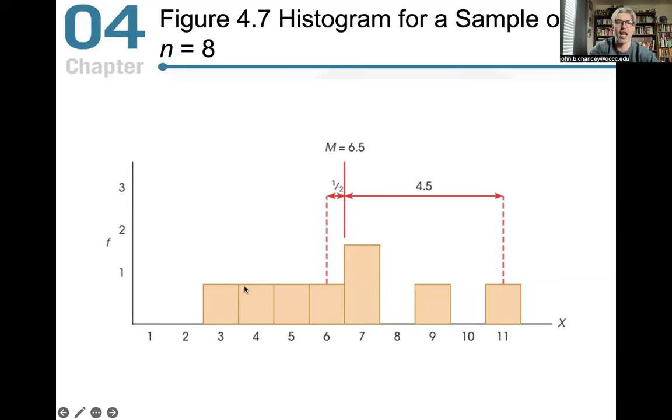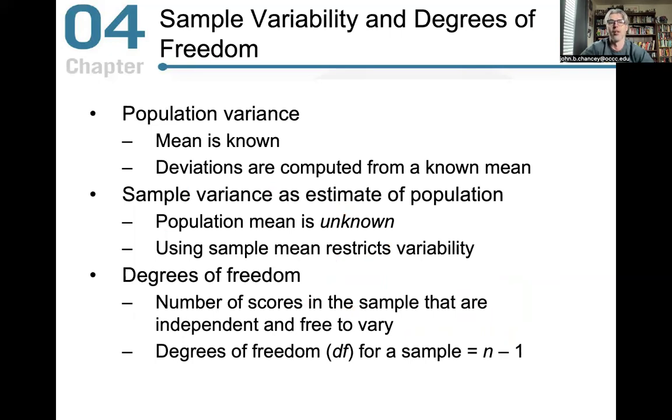So this is a histogram. We have 8 different data points, and this is showing you that we have our mean of 6.5. 6 is only going to be half a unit from our mean. 11 would be 4.5 units, and then we could do that for all of these and calculate variance. We can calculate standard deviation.